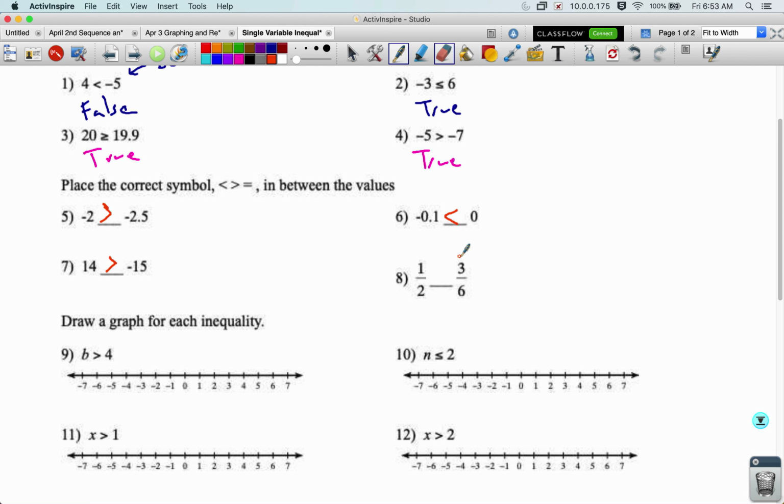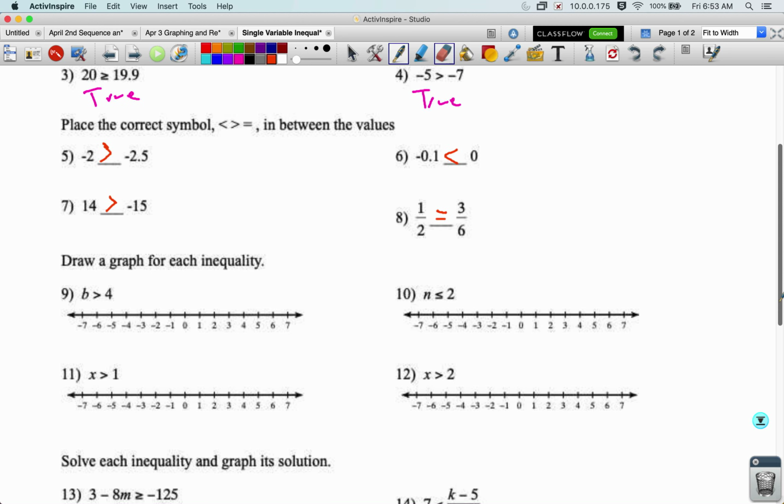And 1/2 and 3/6. Do I want the 1/2? Do I want the 3/6? These are actually equal. Those are equivalent fractions, so we'll put the equal sign in between there.